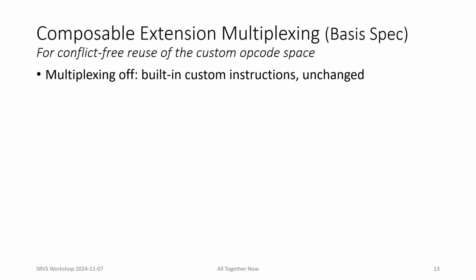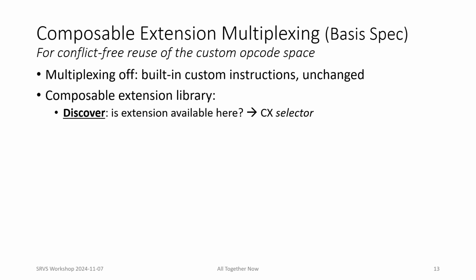So at the heart of the CX framework is a new ISA extension to multiplex the custom opcode space, enabling unlimited, conflict-free reuse of custom opcodes and CSRs. Here's how it works in the basis spec. On power on reset, and whenever multiplexing is turned off, the system's pre-existing built-in custom instructions operate as before, unchanged. Later, an extension library is called. It must discover if its extension is available and then select it prior to issuing its custom instructions.